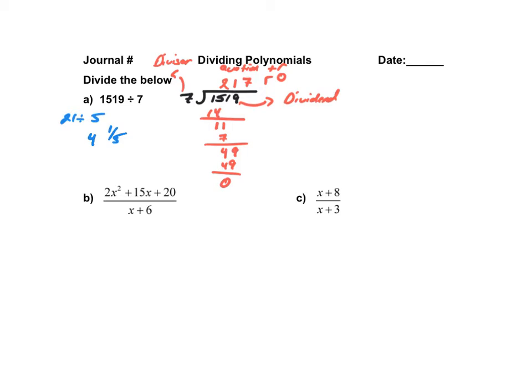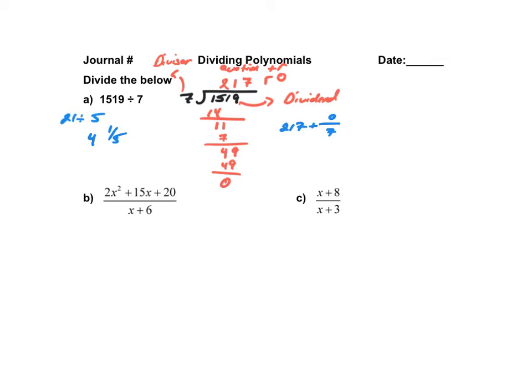So this is 217 plus 0 over 7. 0 divided by 7 is 0, but I'm just saying that's the way to write it if you're going to write quotient plus remainder over divisor. Okay? So far, so good? All right.